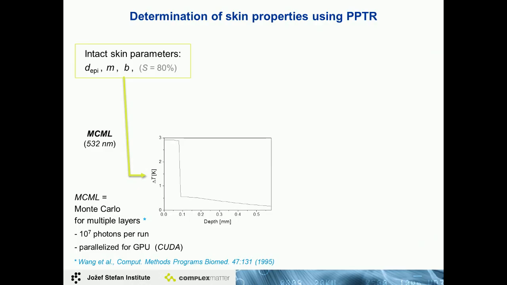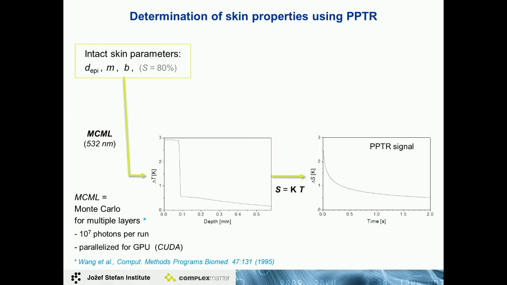And the approach that we take is model-based fitting. We use a multi-layer Monte Carlo approach at the wavelength of irradiation, guess some of these parameters as initial guesses, and compute the temperature profile that would result from such a structure under this 532 irradiation. This takes some time, but it's been parallelized by computation on a graphics board, and we use 10 million photons per run. And from this, we have the forward problem formulation, which is the easy one.